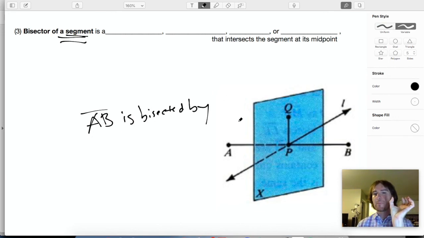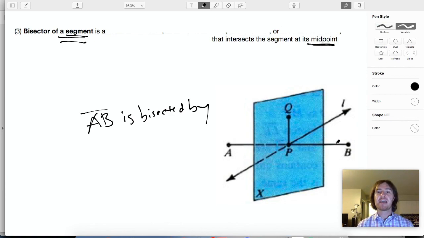Well, bisects, what does bi mean again? Bi means 2. Okay, bi means 2. So 2 identical. Point P is probably the midpoint of segment AB, right? Midpoint of segment AB. And that's already indicated here. I should have had that be a fill in the blank, but I don't.